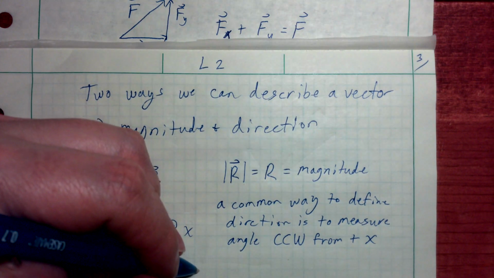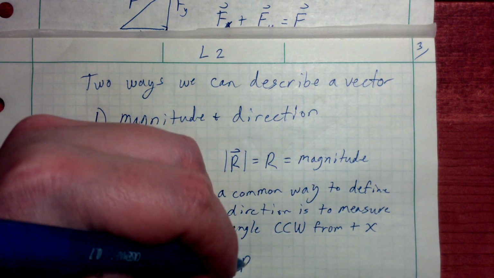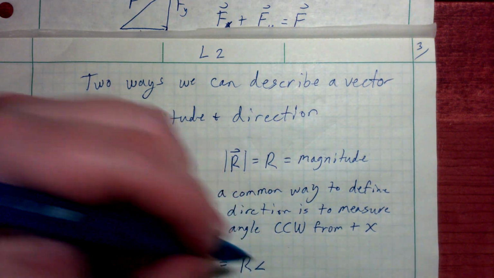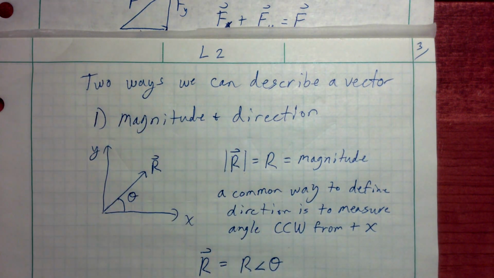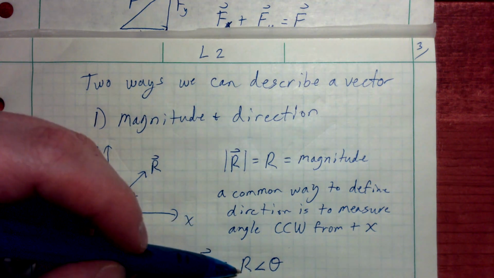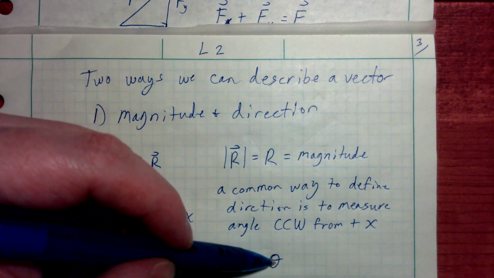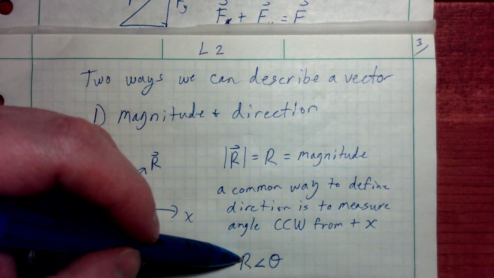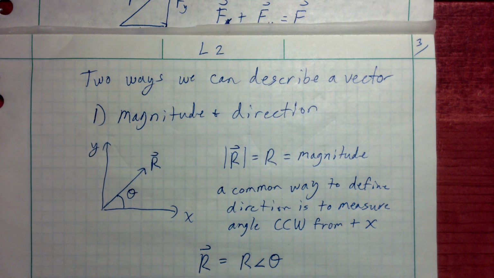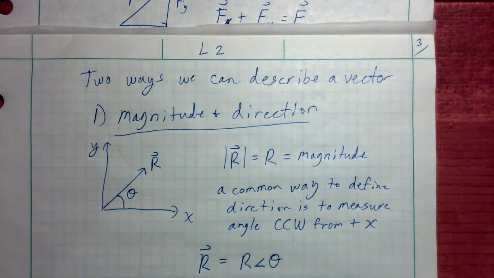And then a common way you can write this is you can say, well, the r vector would be its magnitude, and you can write angle theta here. And if you write it in this way, what you're saying is this is the magnitude, this is the length, and this is its direction if I measure the angle to that vector counterclockwise from the positive x-axis. It's a very standard way of writing magnitude and direction of a vector. That's perfectly fine.